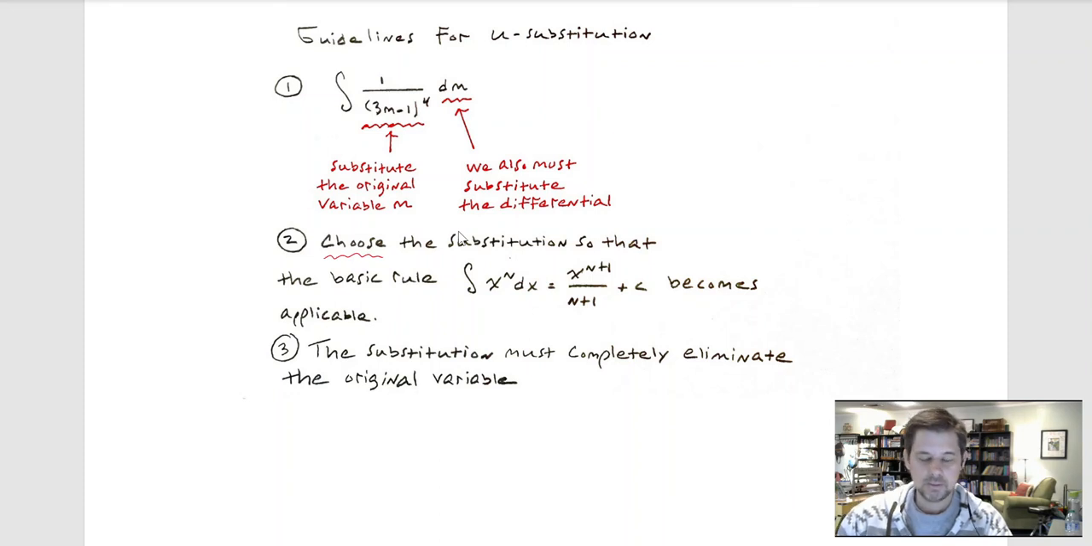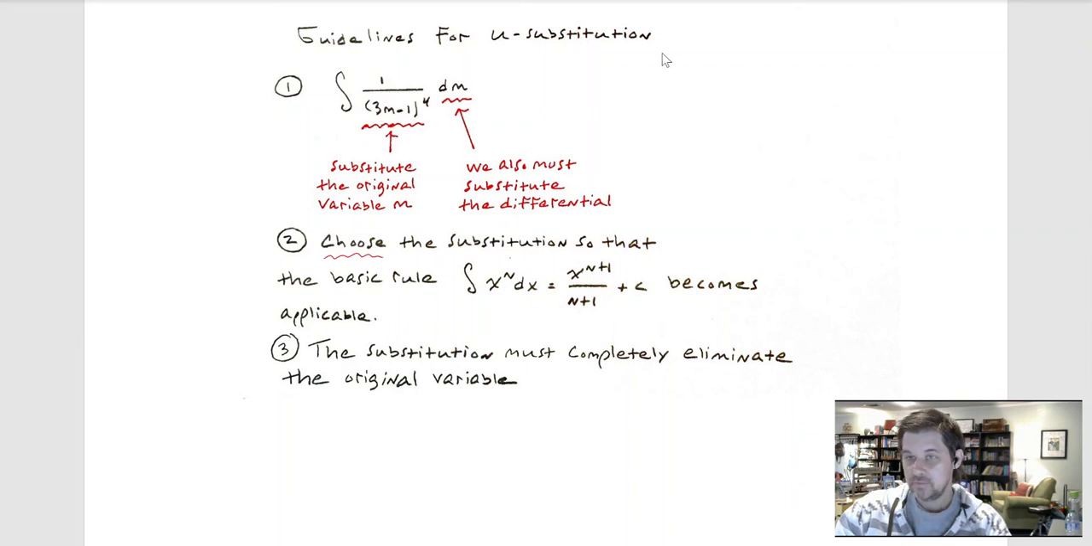All right, everybody. So in this video, I'll continue to work some problems with u-substitution, but I've given you the preliminary explanation and the introduction to the method. I'll go through it a little faster this time, okay? But let me start with running through the guidelines real quick.